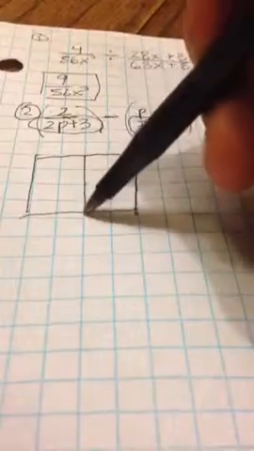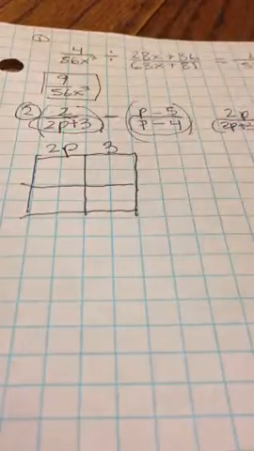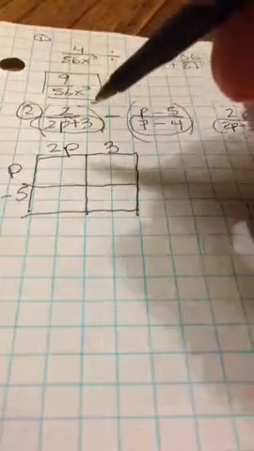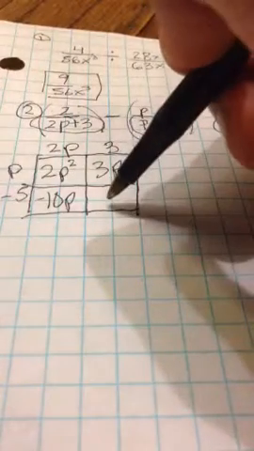Our equation was, as I draw the square, 2p plus 3 and p minus 5. 2p times p equals 2p squared. p times 3 equals 3p. 2p times negative 5 equals negative 10p. And 3 times negative 5 equals negative 15.